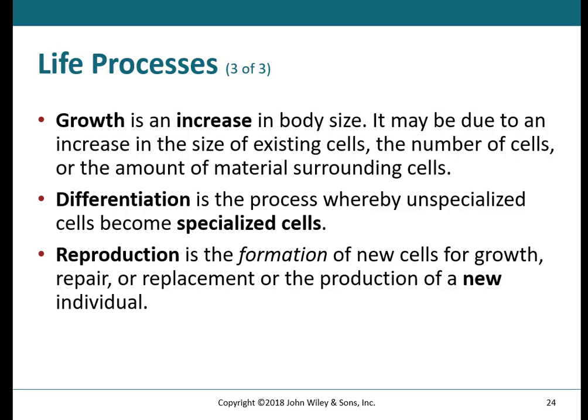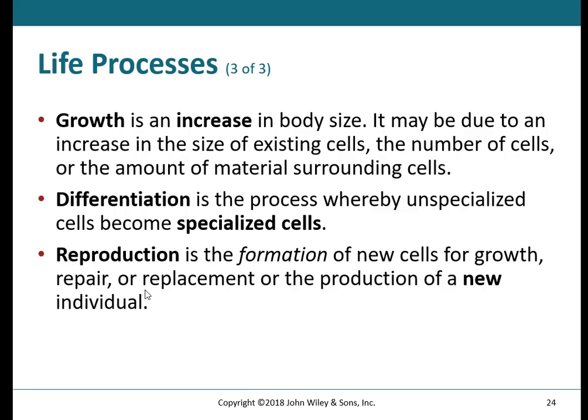Differentiation is whereby the unspecialized cells become specialized cells. So if you cut yourself, stem cells will come back and they're just generic cells, but they will become the new connective tissue, the new skin, to replace where you were cut. Or if it's an egg and a sperm, you'll go from a mass of just cells to eventually an embryo to eventually a baby.